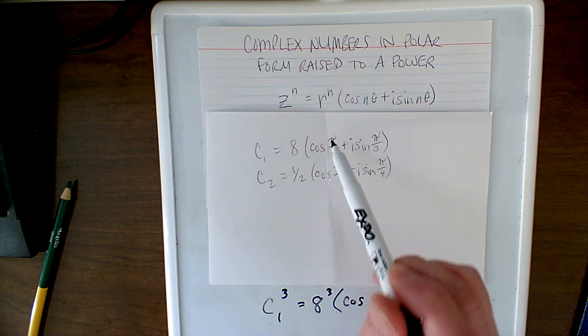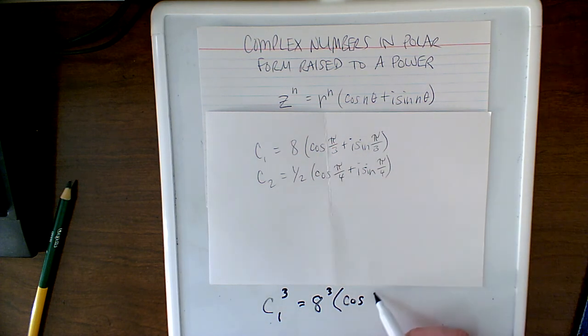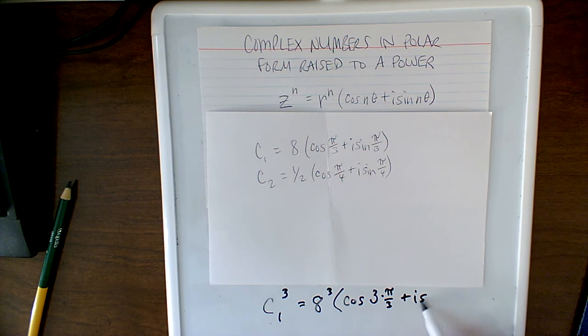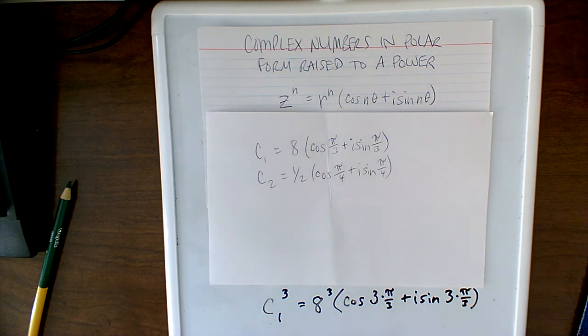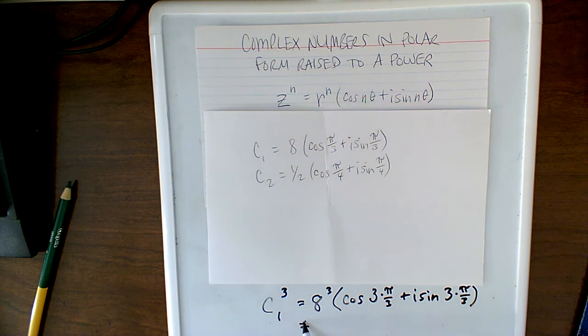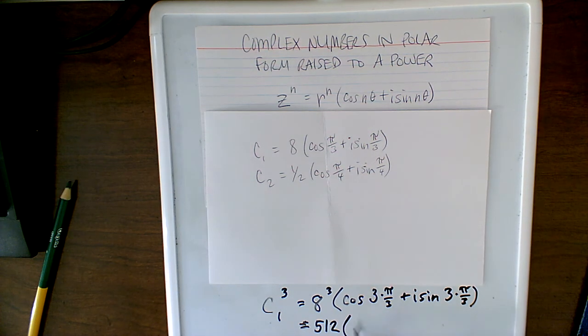theta, so I do cosine of pi over 3 times 3 plus I sine of 3 times pi over 3. So 8 cubed, we multiply that out, that is going to be 512. And now we're doing the cosine of 3 times pi over 3. The 3's will cancel out, and I'm just left with cosine pi plus I sine of pi.